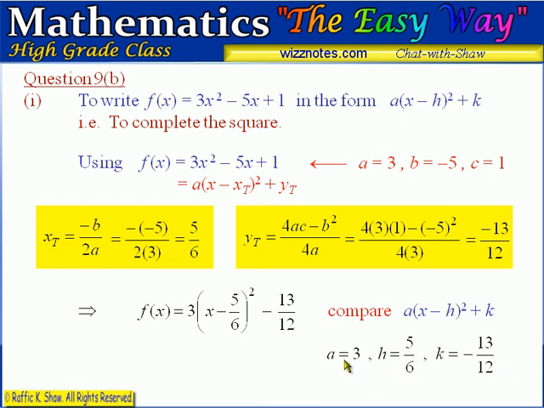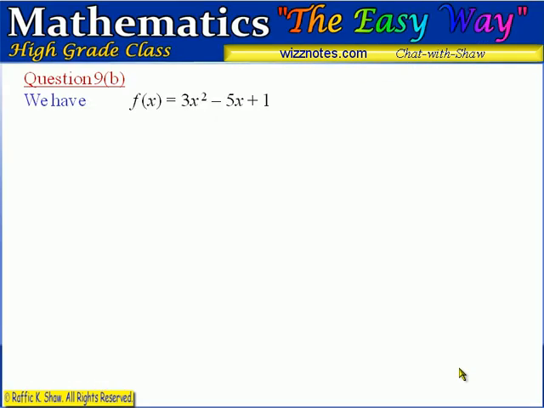So these are the values. A is 3, H is 5 divided by 6, and K is negative 13 divided by 12. And so that completes part 1 of this question 9b. Let's move down to part 2. Now what we have so far is the standard form f of x equals 3x squared minus 5x plus 1. And when we write it in the vertex form using this method, we end up with this expression with the square completed.